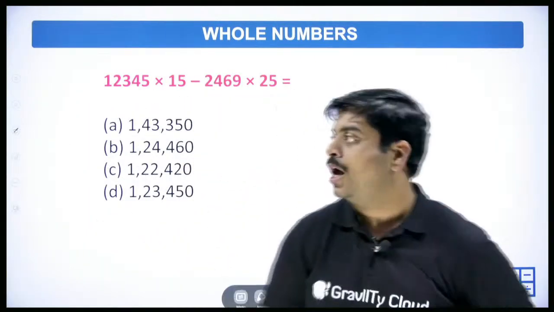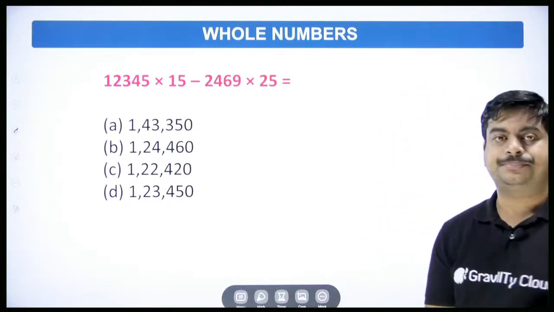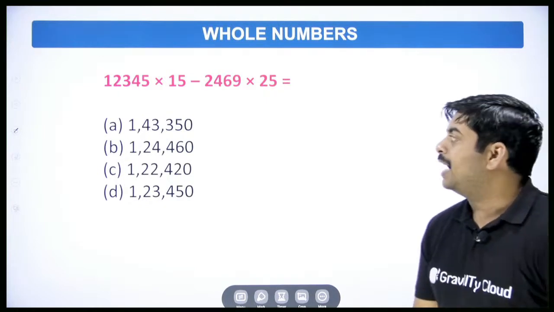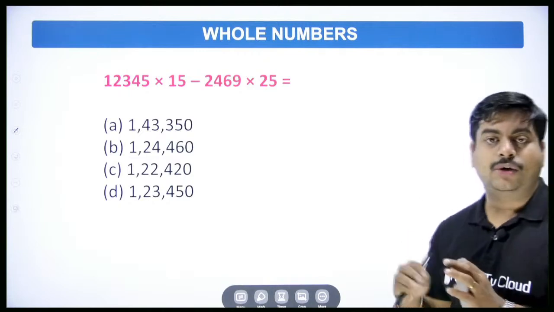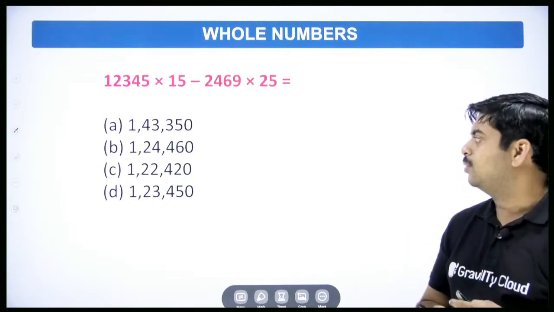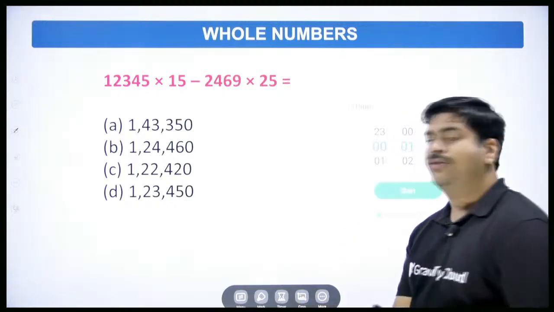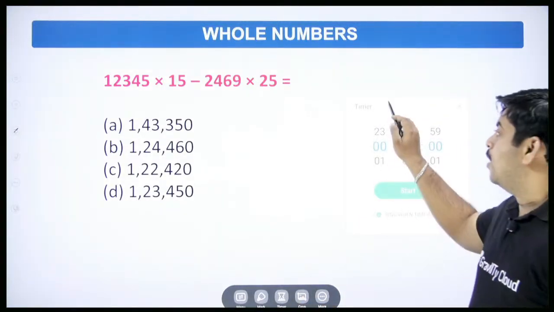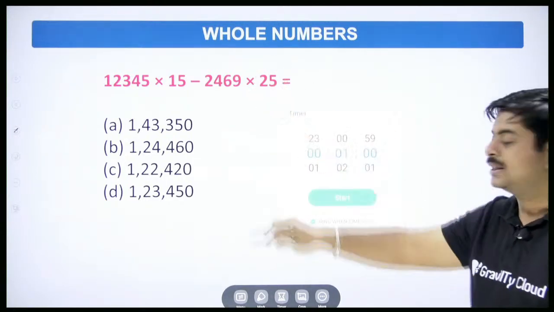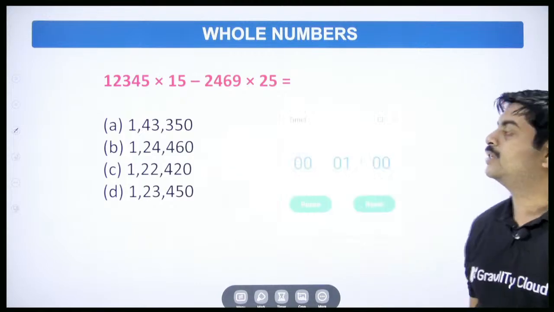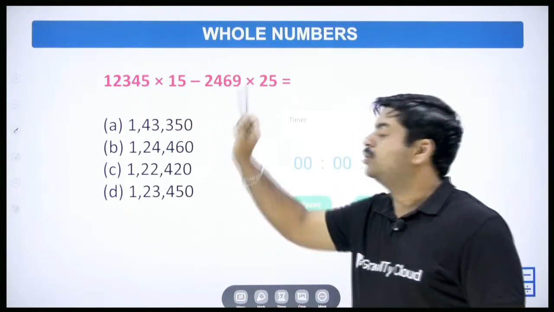Right. What is the next question? 12345 into 15 minus 2469 into 25. Right. So here you may ask me, sir, what is the logic behind this one? Do we have any common things like 100 or 10, 20, 30, anything with zeros? As soon as you see that, you may not get to know the trick behind it, but please try to find some relation between 12345 and 2469. That will help you in solving this question very easily. Just try to bring some relation between 12345 and 2469.